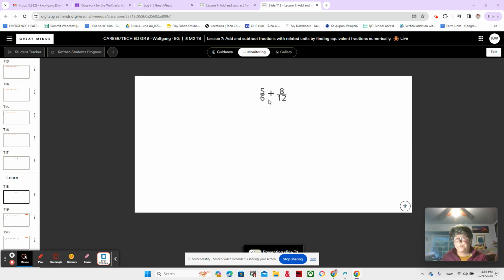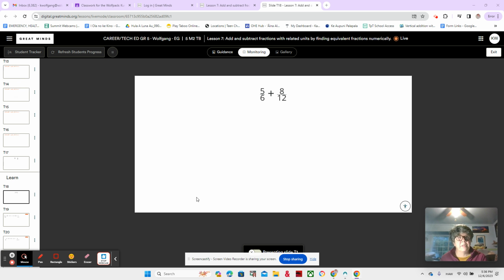Are our units like? Are they the same? No, not the same. Are they related? Think about fact families. 6 times 2 equals 12. 12 divided by 2 equals 6, right? So we can compose or decompose depending on our numerators here, right? We need to rename the fractions as equivalent fractions. We have to find an equivalent fraction that would have the same denominators, right? Equivalent fractions are just other fractions that have the same amount, right?